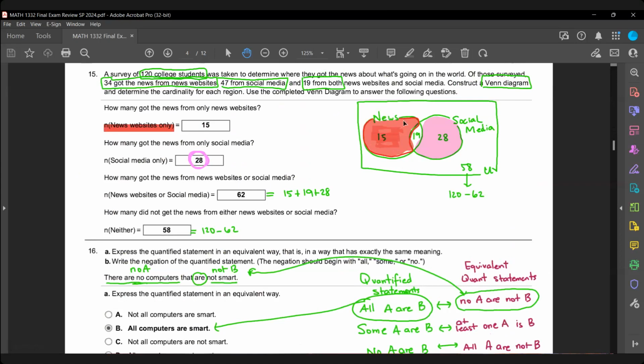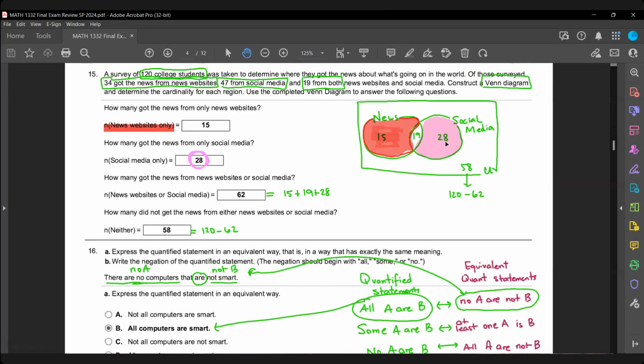In the Venn diagram, we notice that there is an overlap between the two sets: the set of students that get their news from websites, and the set of students that get their news from social media. I started with writing the number 19 here, indicating that 19 students get their news from websites and social media. Then, if you're wondering where I got the 15 from, well, it is 34 minus the 19 that are already here, which leaves us with 15 students that only get their news from websites.